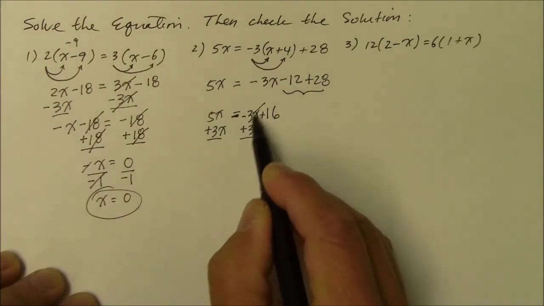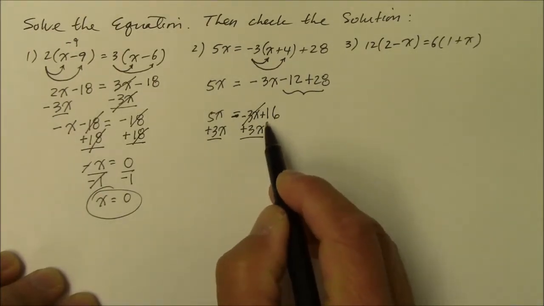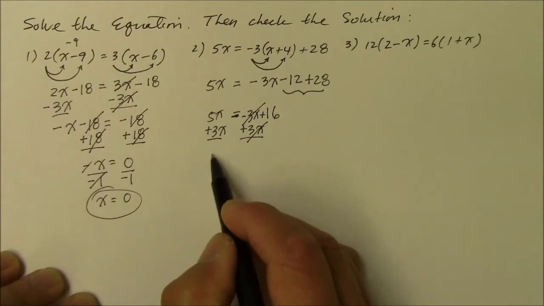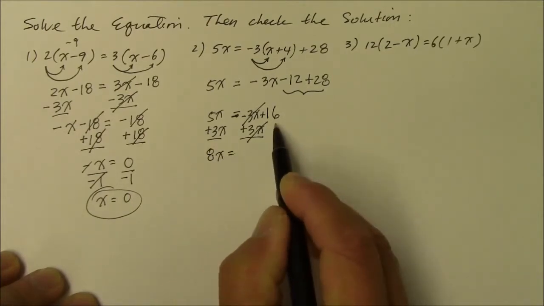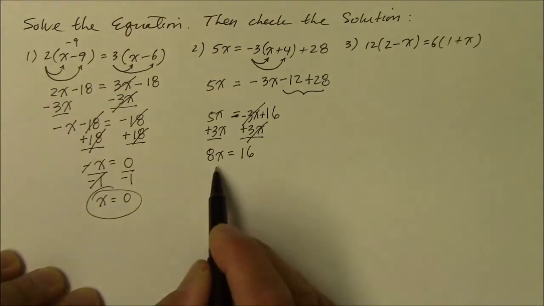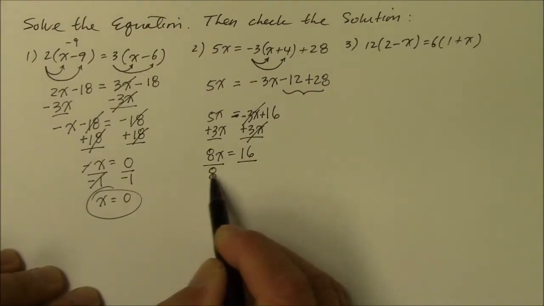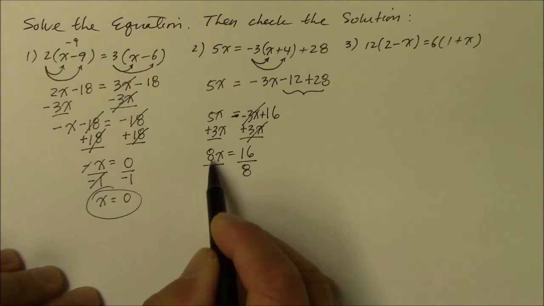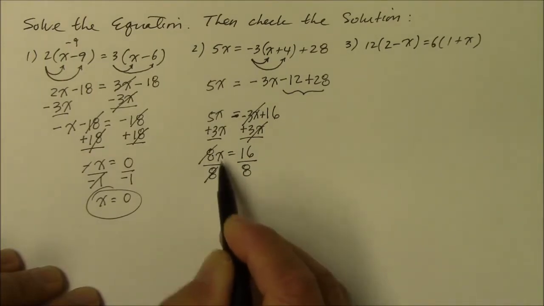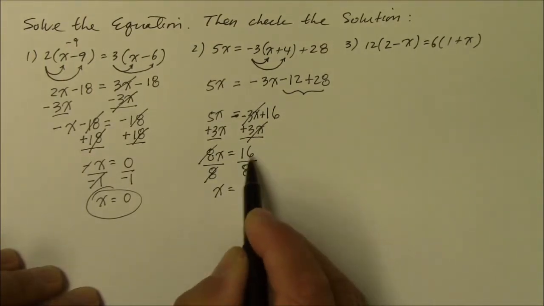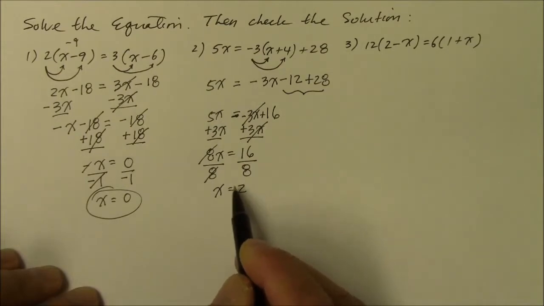So the negative 3x is an additive inverse of positive 3x. They become 0. So on the left side we have 8x is equal to 16 on the right. To solve for x, we're going to divide the 8 to both sides. So the 8 and the 8 simplifies to become 1x. And 16 over 8 becomes 2.